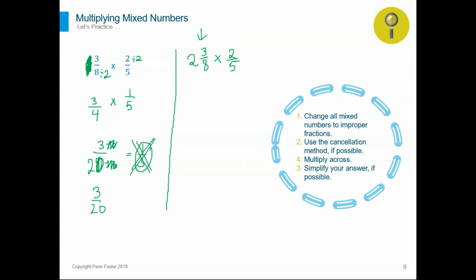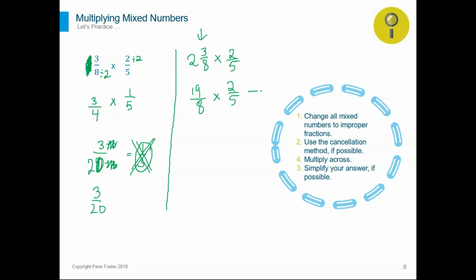And from your study of this lesson, you remember to change the mixed number to an improper fraction by multiplying 2 times 8 and then plus 3. So 2 times 8 is 16, and then plus 3. So if you multiply and add, that would be 19 over 8, and then times 2 over 5. 2 over 5 is not changed again because it's not a mixed number, but if we're multiplying this mixed number times that fraction, the mixed number has to be changed first.